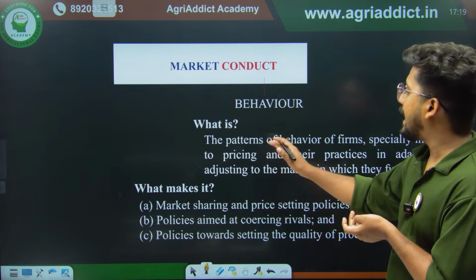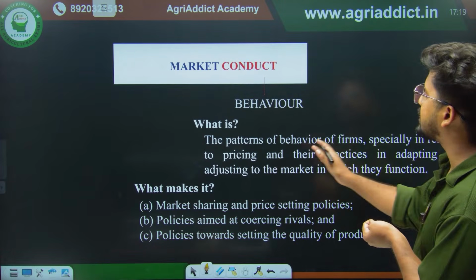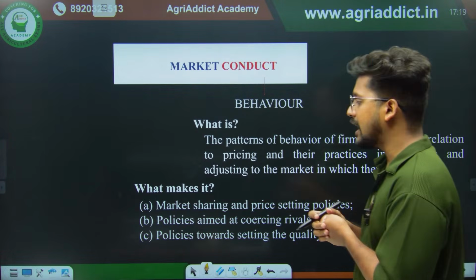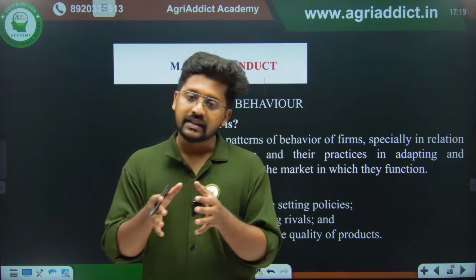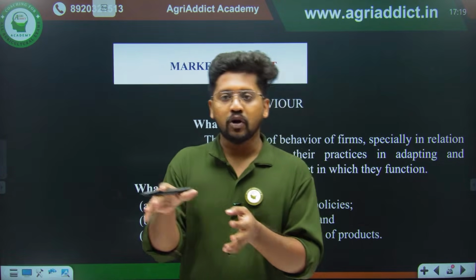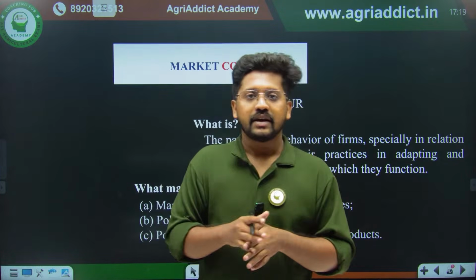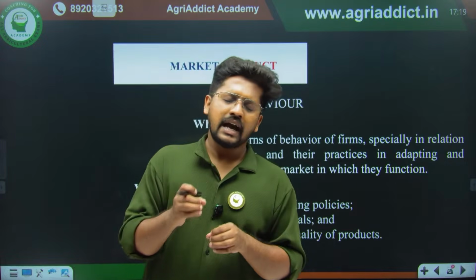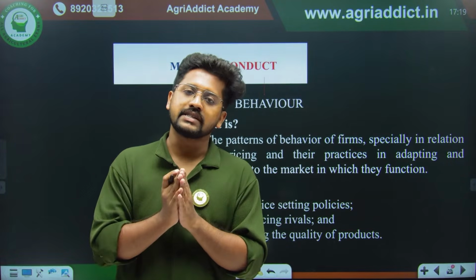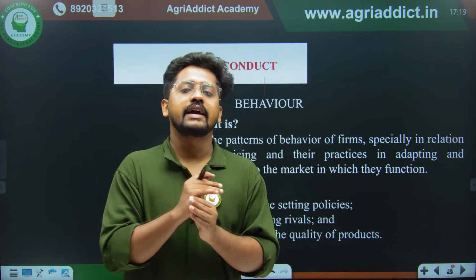So what it is: the patterns of behavior of firms, especially in relation to their pricing and the practices they adopt. For example, if we check the behavior of a monopoly market as well as a perfect market, in the monopoly market they are literally aiming at profit maximization. You already know that. For that, they can do anything.